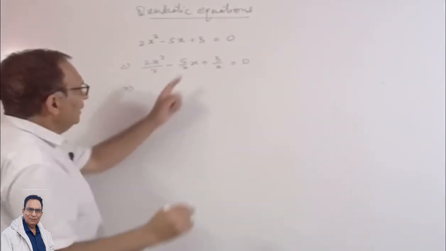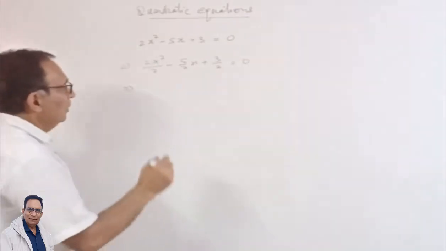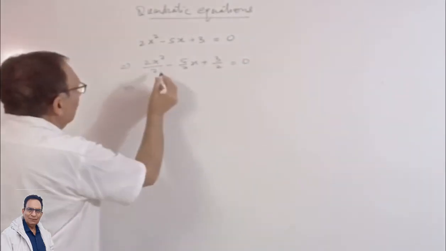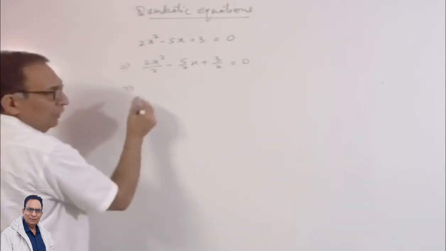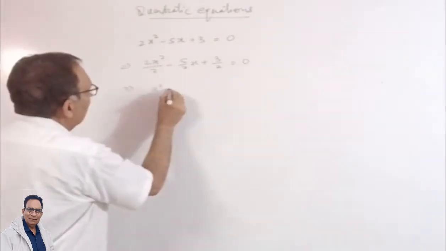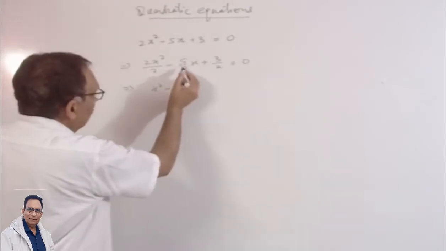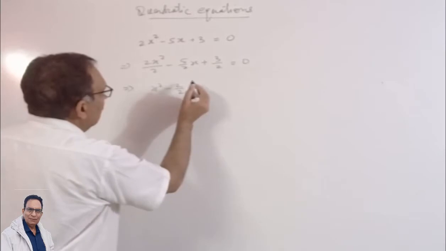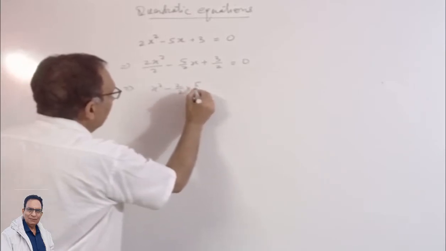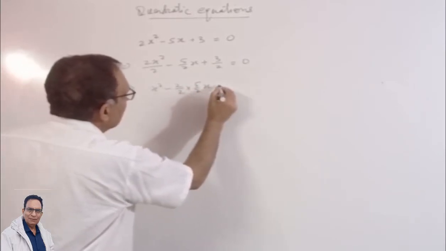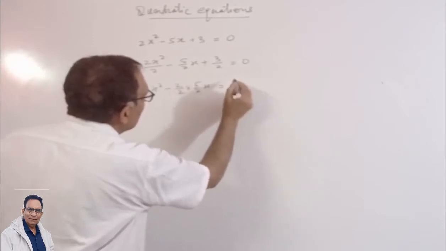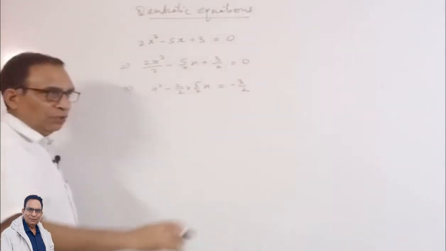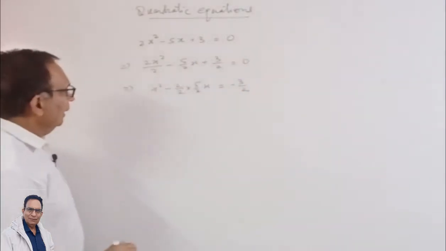I suggest take this 3 over 2 to the other side of the equal sign, towards the right side, and here itself you can cancel 2 with 2. You are getting x square minus, and one more thing I would like to do here, I write 2 over 2 into 5 over 2x is equal to minus 3 over 2. When 3 over 2 goes that side, it becomes a minus sign.